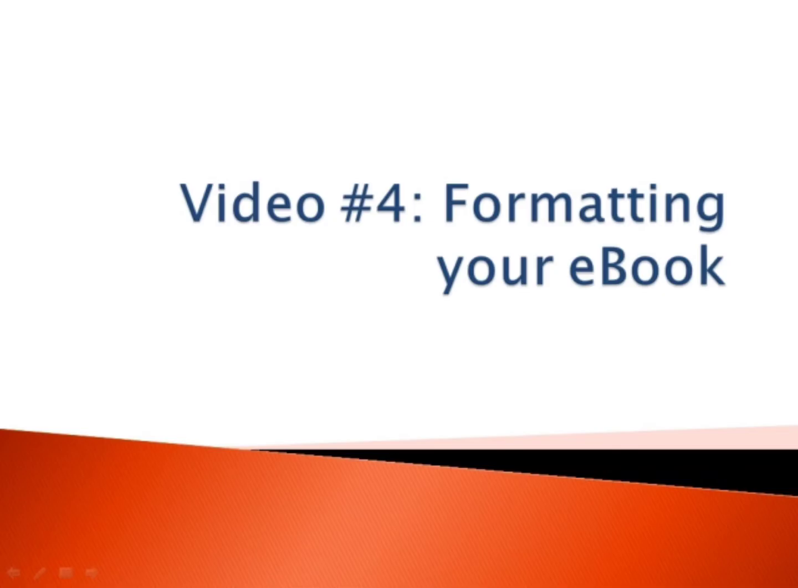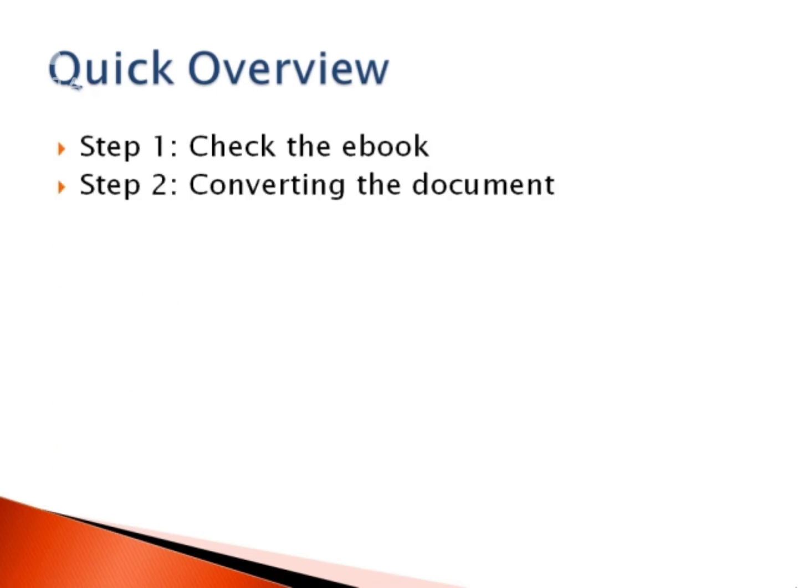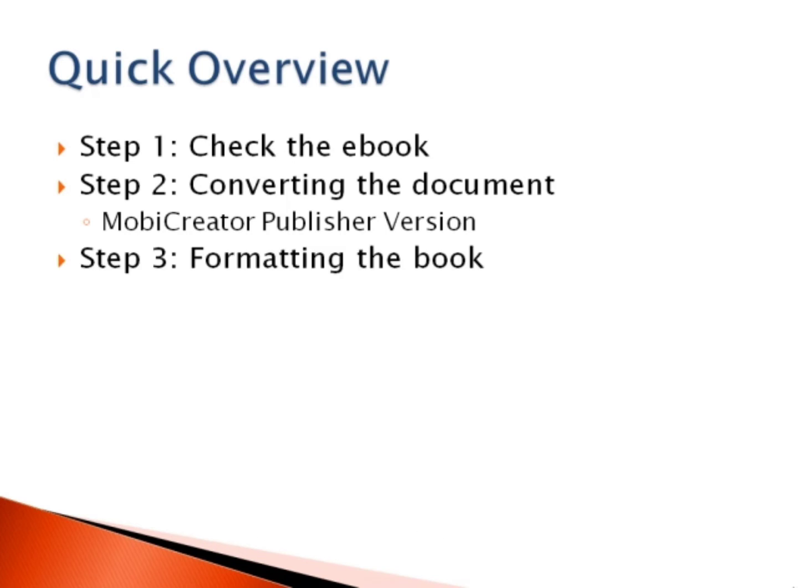Hello and welcome to video number 4, which is all about formatting your ebook. Before we actually dive into the first 2 steps, I want to talk about a quick overview. So step 1, we're going to check the ebook to make sure everything is okay. Step 2, we're going to convert the Word document to HTML. And what we're going to be doing is we're going to be using a free software tool called Mobi Creator Publisher version. It's free. You don't have to invest any money. And then, of course, step 3 is we're going to be formatting the book one step further. So with that said, let's go ahead and get started.